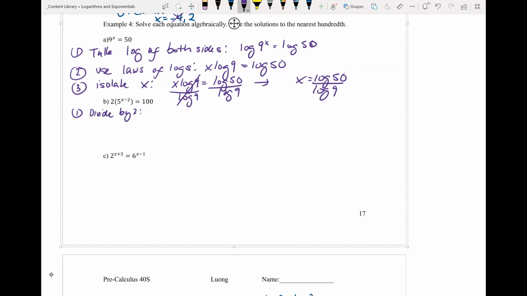So then we're going to get 5 to the power of x minus 2 is equal to 100 divided by 2, which is 50. And if you take a look at this, I can't change 50 to a base of 5, so we are going to have to use logarithms. So I'm going to take the log of both sides.